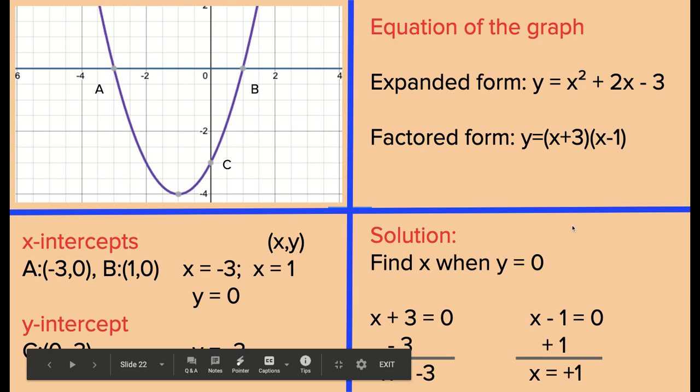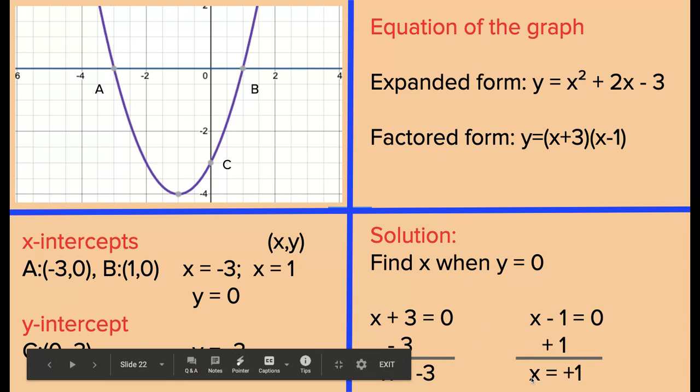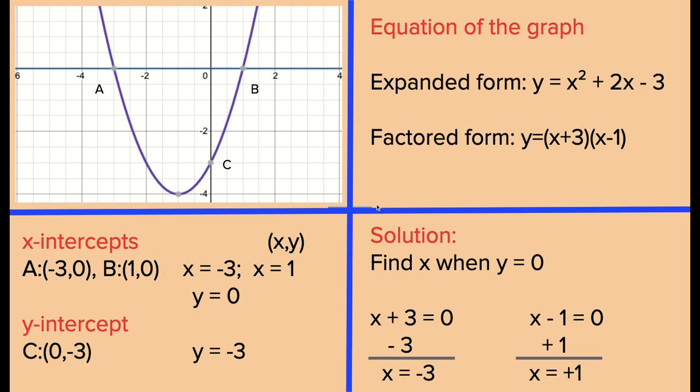Now, looking at these solutions, -3 and +1, these solutions relate to the graph by the x-intercepts. So looking at this -3, we can look at this A point, and we see that the point A is at -3 when y is 0. X is -3 when y is 0. And the B point is x is +1 when y is 0. So this is how the graph relates to the equation.